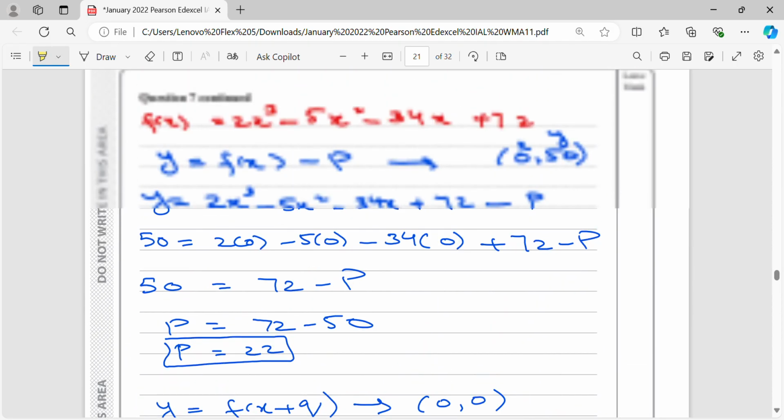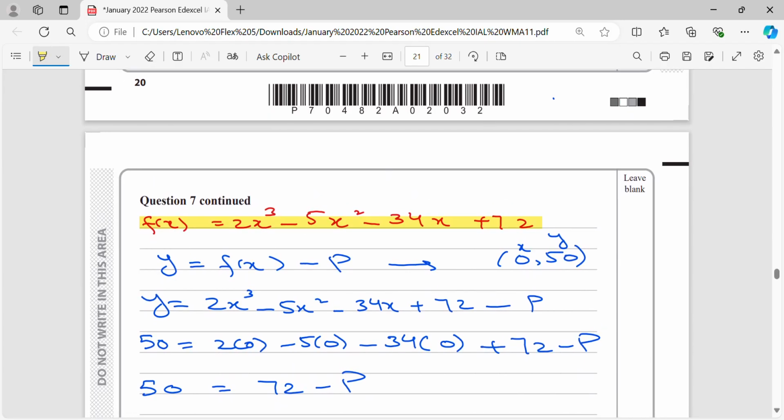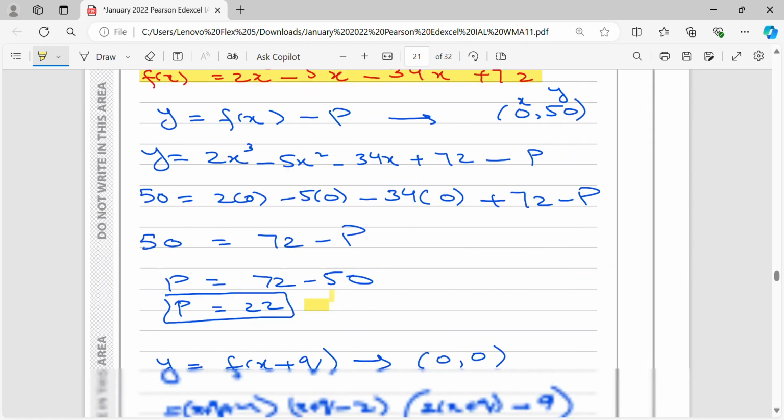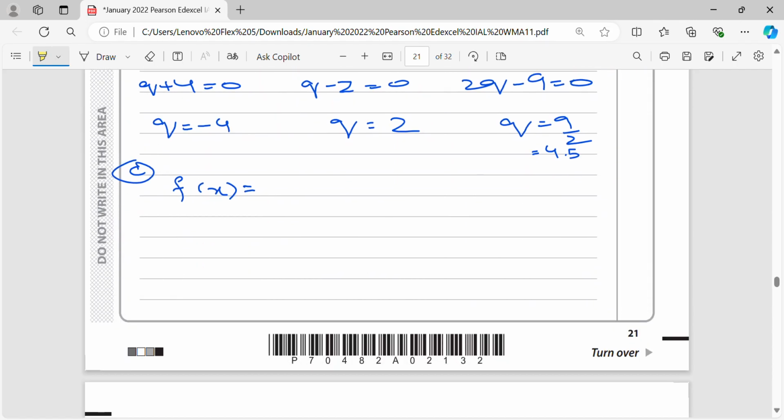Okay, let's rewrite this function down below. So f of x is 2x cubed minus 5x squared minus 34x plus 72, and minus p because the function is f of x minus p. And p is 22. Okay, we already got it here, so I just need to replace down.